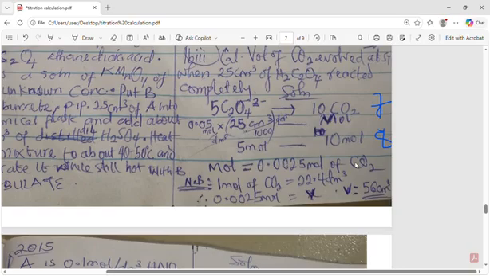You now say normally 1 mole of CO2 is 22.4, that's at STP. But now that we have 0.025, what will it give us? Cross multiply. You have your answer in cm³. But if you want to change it to dm³, divide it by 1000.